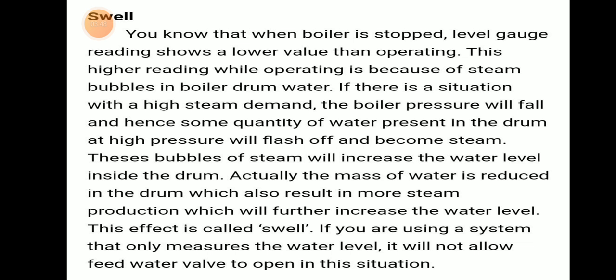You understand that when the boiler is stopped, the level gauge reading shows lower than the operating position. Usually while running, a higher reading is shown because of the steam bubbles in the boiler water drum. If there is a high steam demand, boiler pressure falls, and some of the water in the steam drum at high pressure will flash off and become steam.